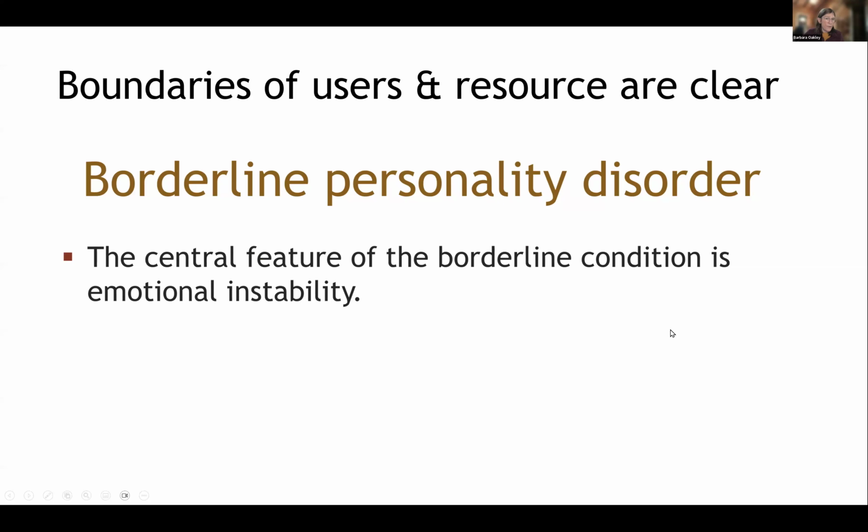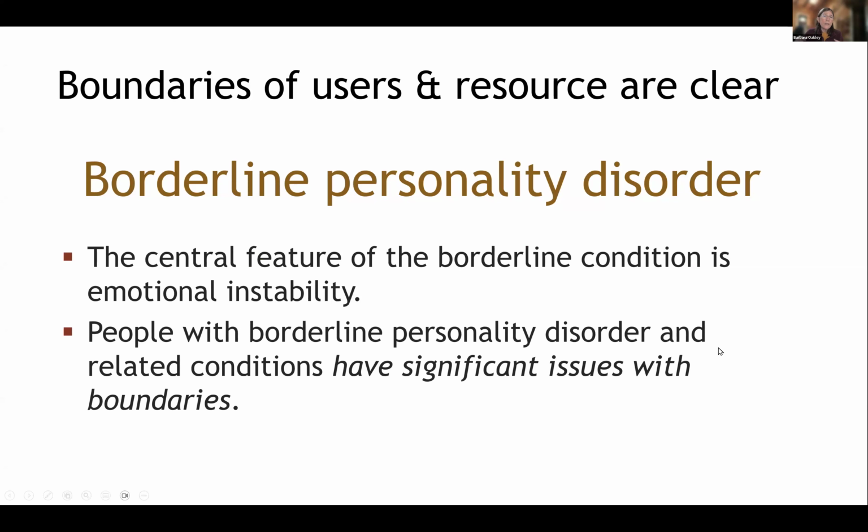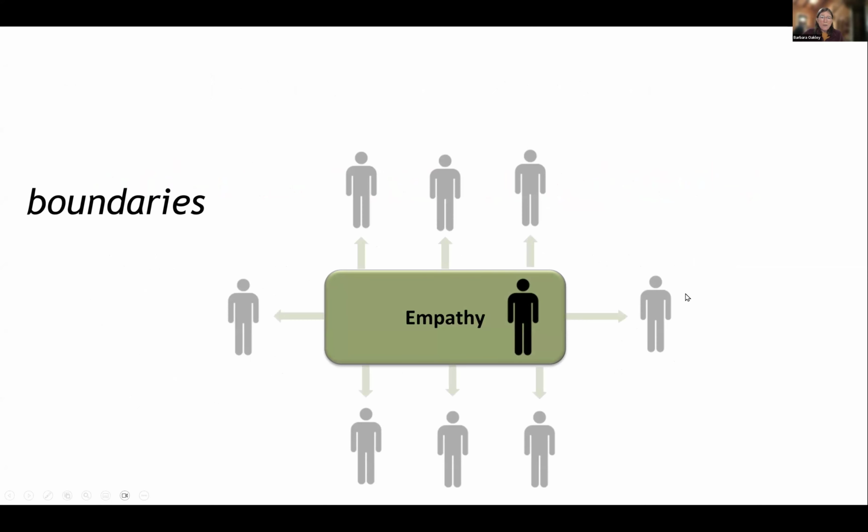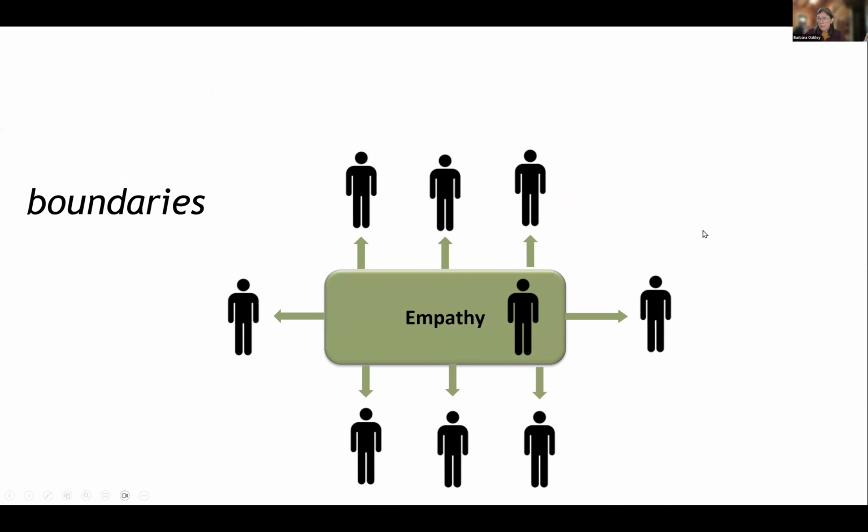And a central feature of this personality disorder is real emotional instability. And a big part of it is that those with this disorder and related conditions have significant issues with boundaries. So this helped bring to mind for me the idea that even when it comes to something like empathy, empathy can really relate to how we interact with others. And in that sense, it's almost like a common resource.